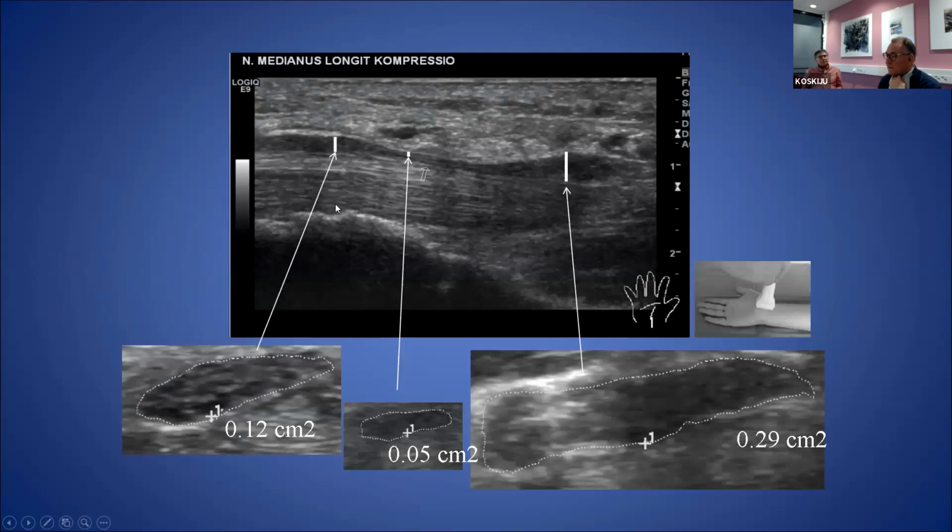Once again, median nerve compression. First, enlargement of the nerve. Here, only 12 square millimeters, but then extreme flattening, you see, 5 square millimeters. And then I call this post-stenotic dilatation, very often seen. For a reason or another, there is such a dilatation after the huge widening of the median nerve.